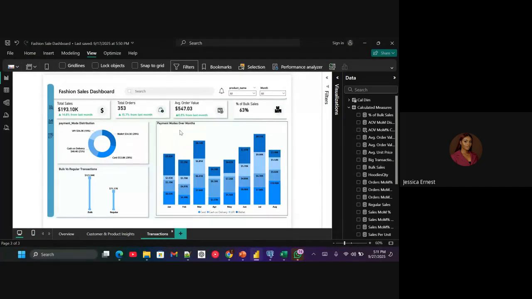Then the payment mode over months, we can see that it fluctuates. People just prefer whatever payment mode they like.